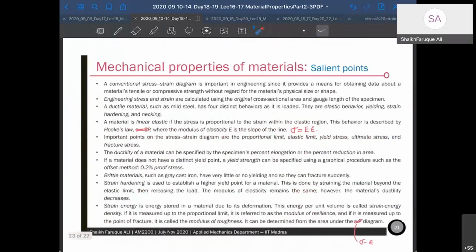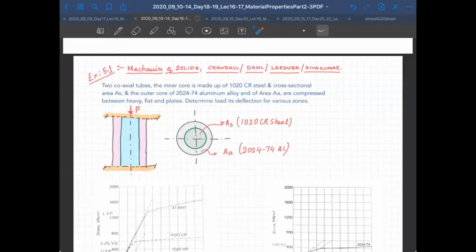A few details on salient points which we have discussed already are given here for you to go through, just 1 minute. Please go through them. It will give you all the important points that we have discussed till now. Okay.